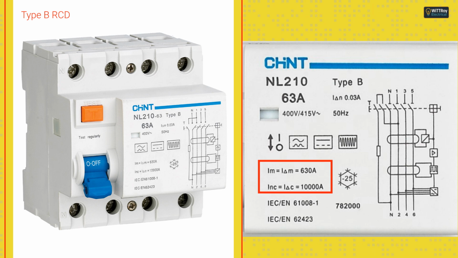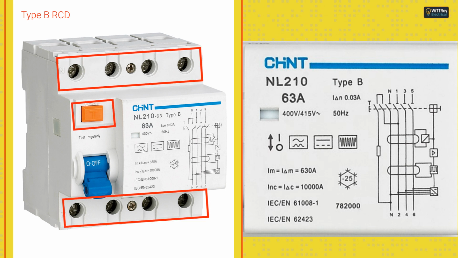I can also see Inc equals I delta c equals 10000A. This means the conditional short circuit rating is 10000 amps or 10 kA when it is protected by a suitable upstream protective device. There is also a test button. So this device has an RCD function.